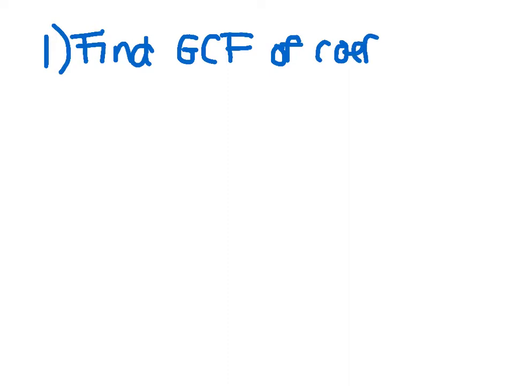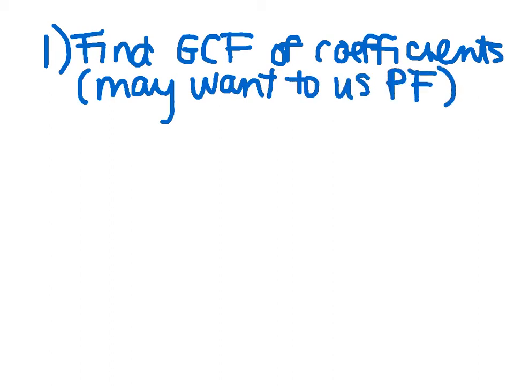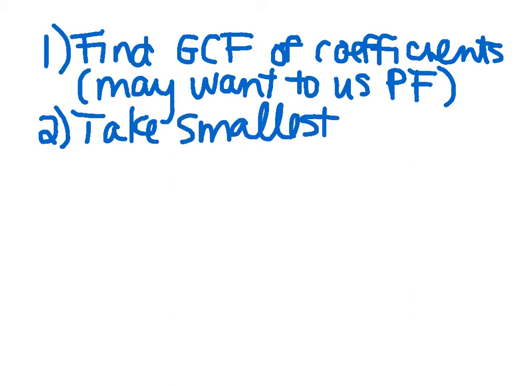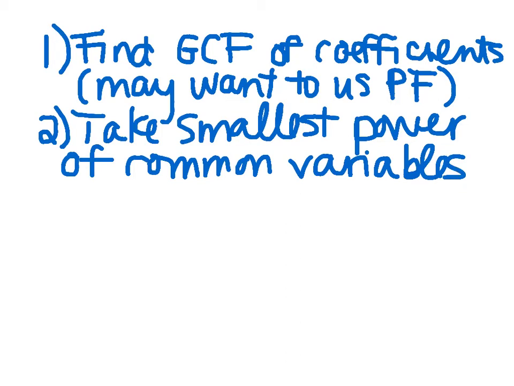To list the steps or words that go with this, the first thing you want to do is find the GCF of the coefficients, or the numbers in front. If it's not immediately apparent, you may want to use prime factorization. And as I said before, from now on, we're going to call that PF. Then, just like we did with the prime factors, we are going to take the smallest power of the common variables.